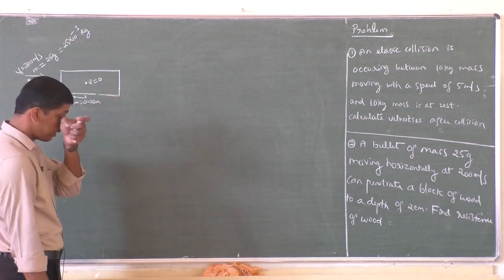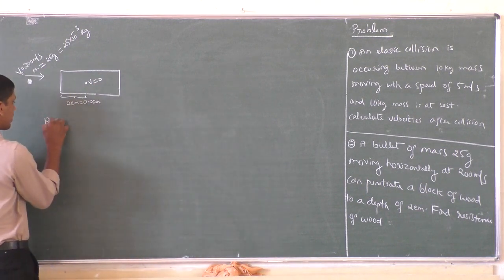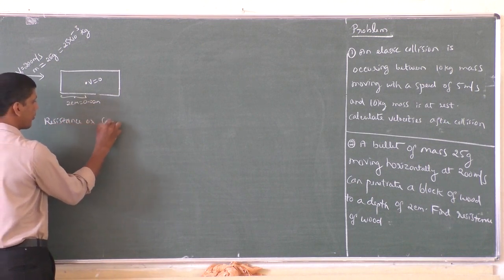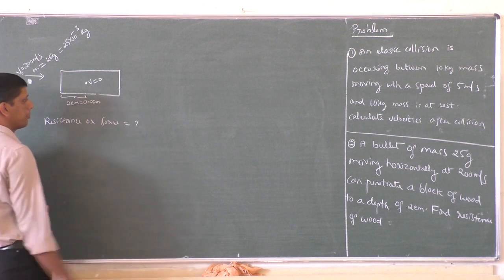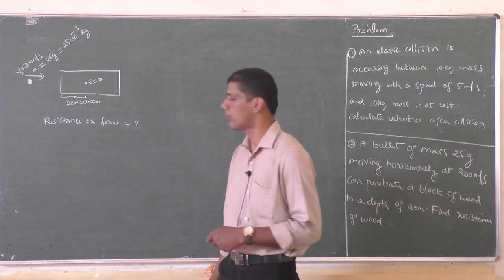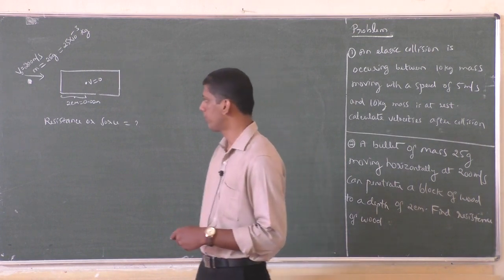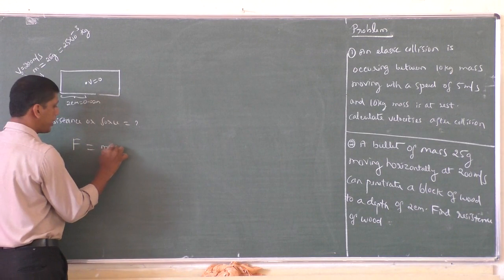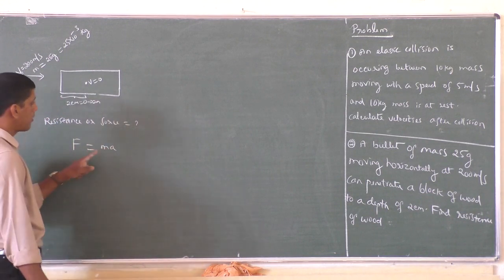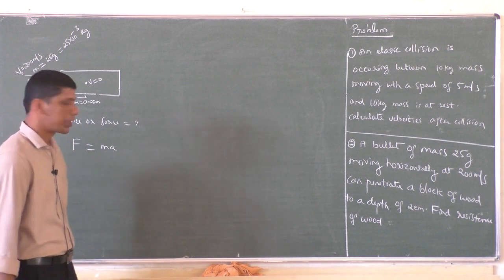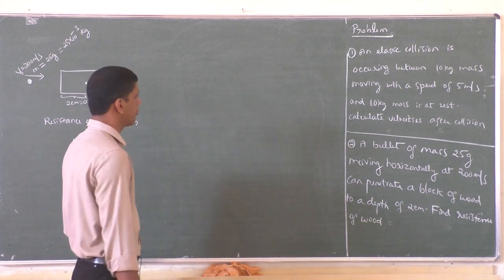We have to calculate what is the resistance. Resistance is nothing but force. Resistance or force is equal to how much? So we have to calculate the value of the force now. What is the formula for the force? We have the formula for the force: F should be equal to m into a. Mass of the bullet is given here. There is a mass. But what about the acceleration? Acceleration is not given.